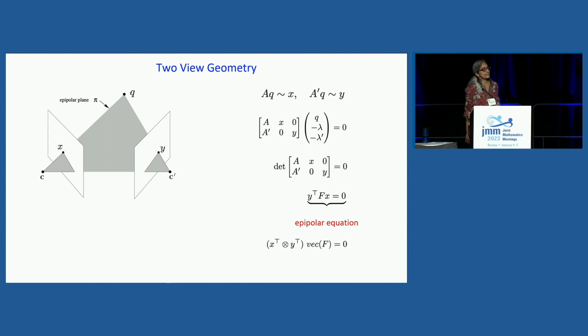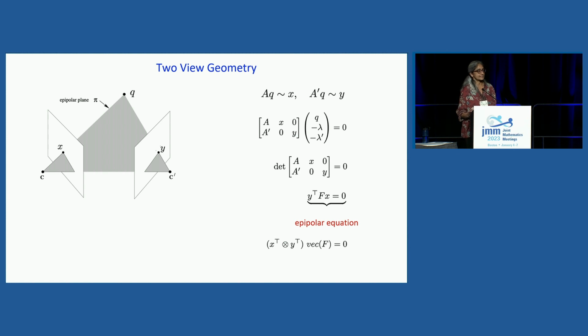So AQ is X is the same thing as saying that AQ is equal to some lambda X for some scalar lambda. And A prime Q is Y is the same as saying that A prime Q is equal to lambda prime Y for some scale lambda prime. So I can rewrite the first line in terms of the matrix equation that you see in the second line. And then that, if you think about it for a moment, is the same thing as saying that the determinant of the matrix is 0.